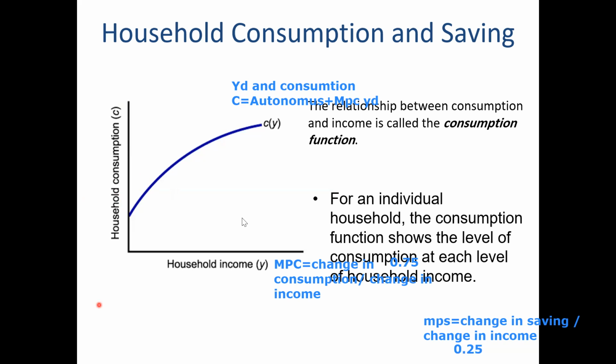The positive relationship between income and consumption is shown by this positive upward curve. So this function shows the consumption level at each income level. At each income level, the household consumes a specific amount.